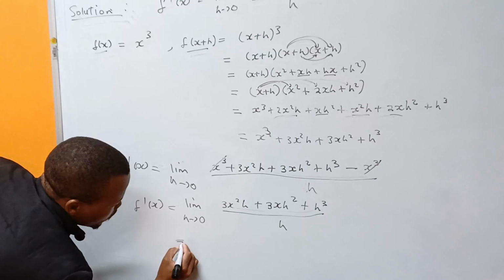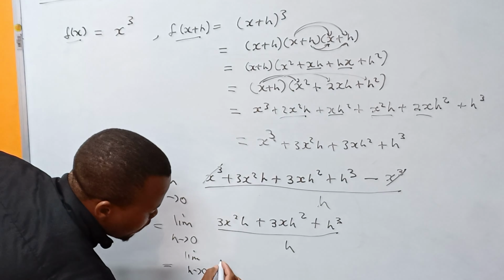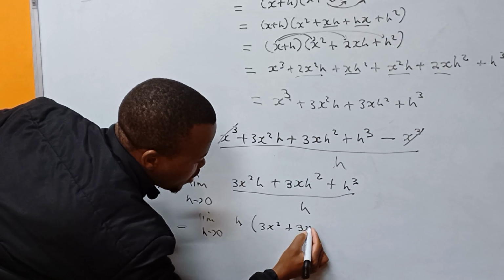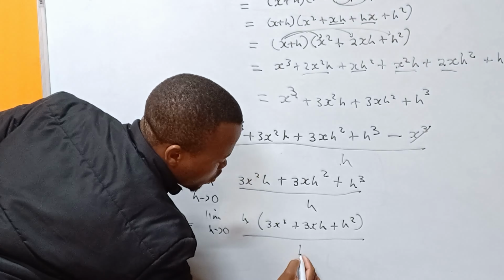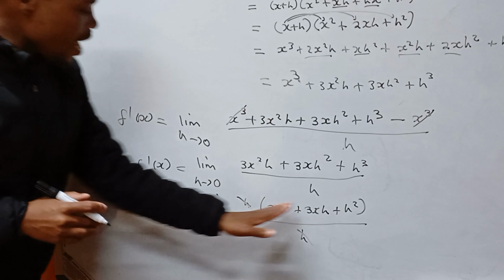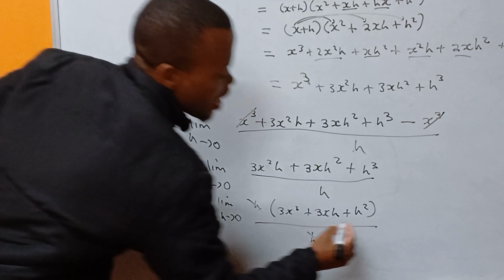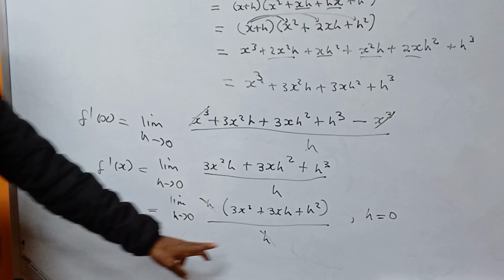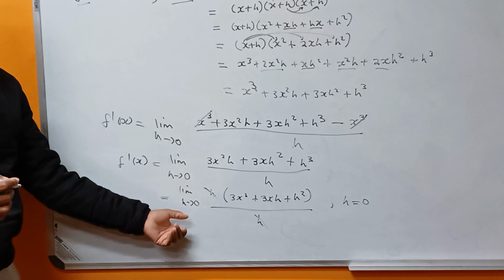So it's a limit as h approaches 0. If I factor out h, I'll be left with 3x squared plus 3xh plus h squared all over h. H and h cancel. Is there anything that looks common? Nothing. What is left for me now is to let my h be equal to 0. Once I let h be equal to 0, I won't have to write the limit along the way.